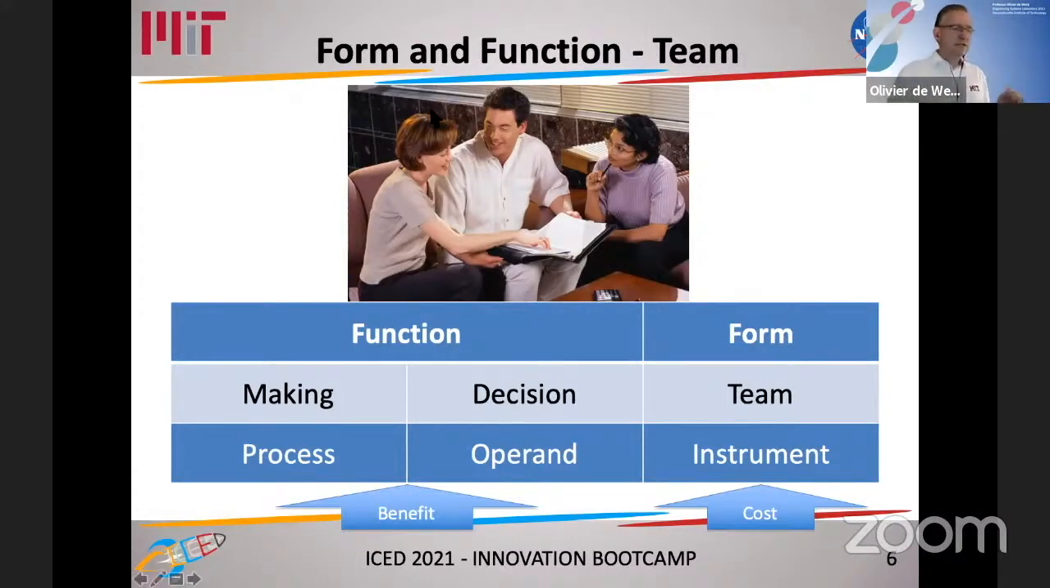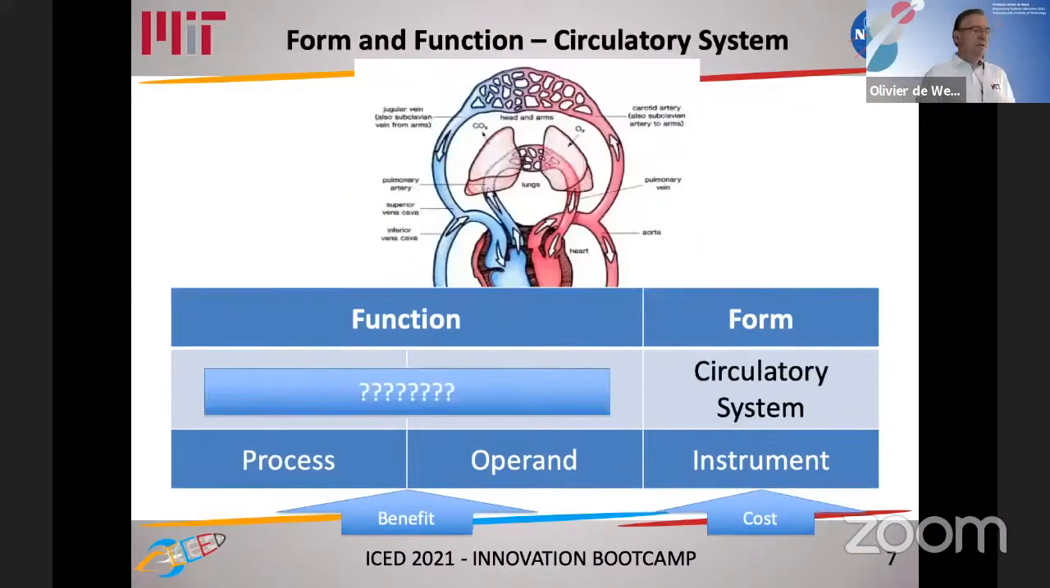And you'll also notice that the benefit comes always, always, always from the function. And the cost is always incurred by the form, the elements of form. One more example, this is from our own bodies, from biology. This is the cardiovascular or the circulatory system. Cost, of course, you know, it's ATP, it's energy consumption in the human body.